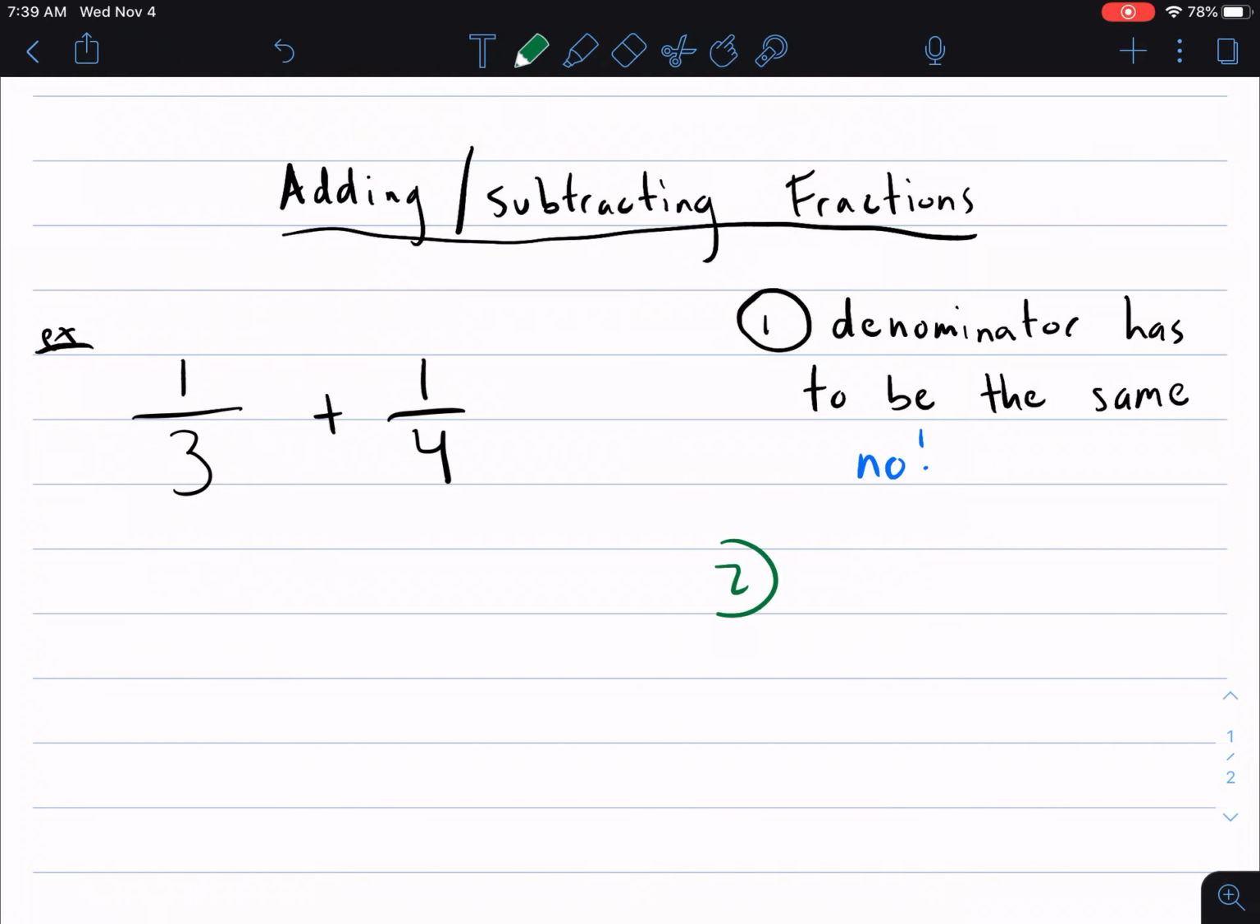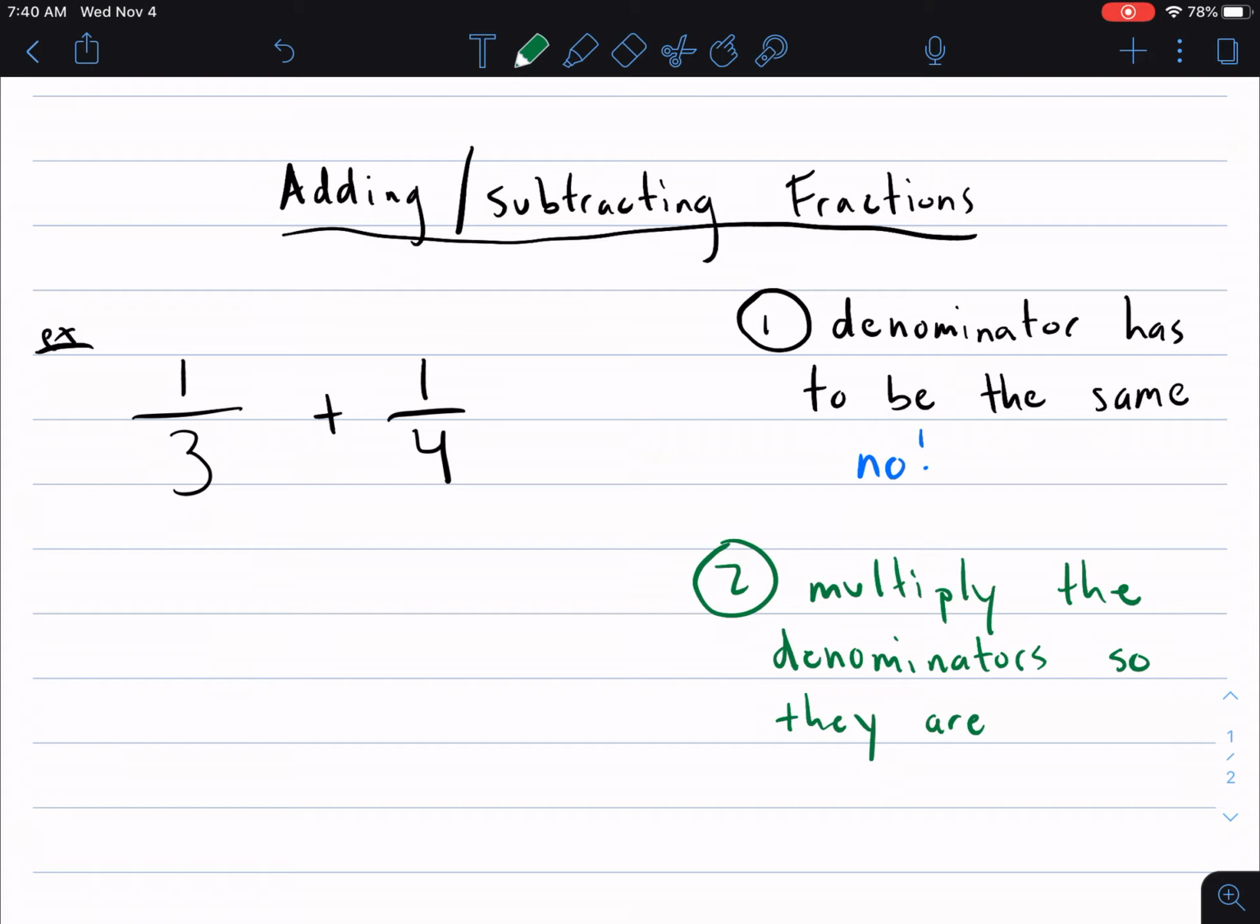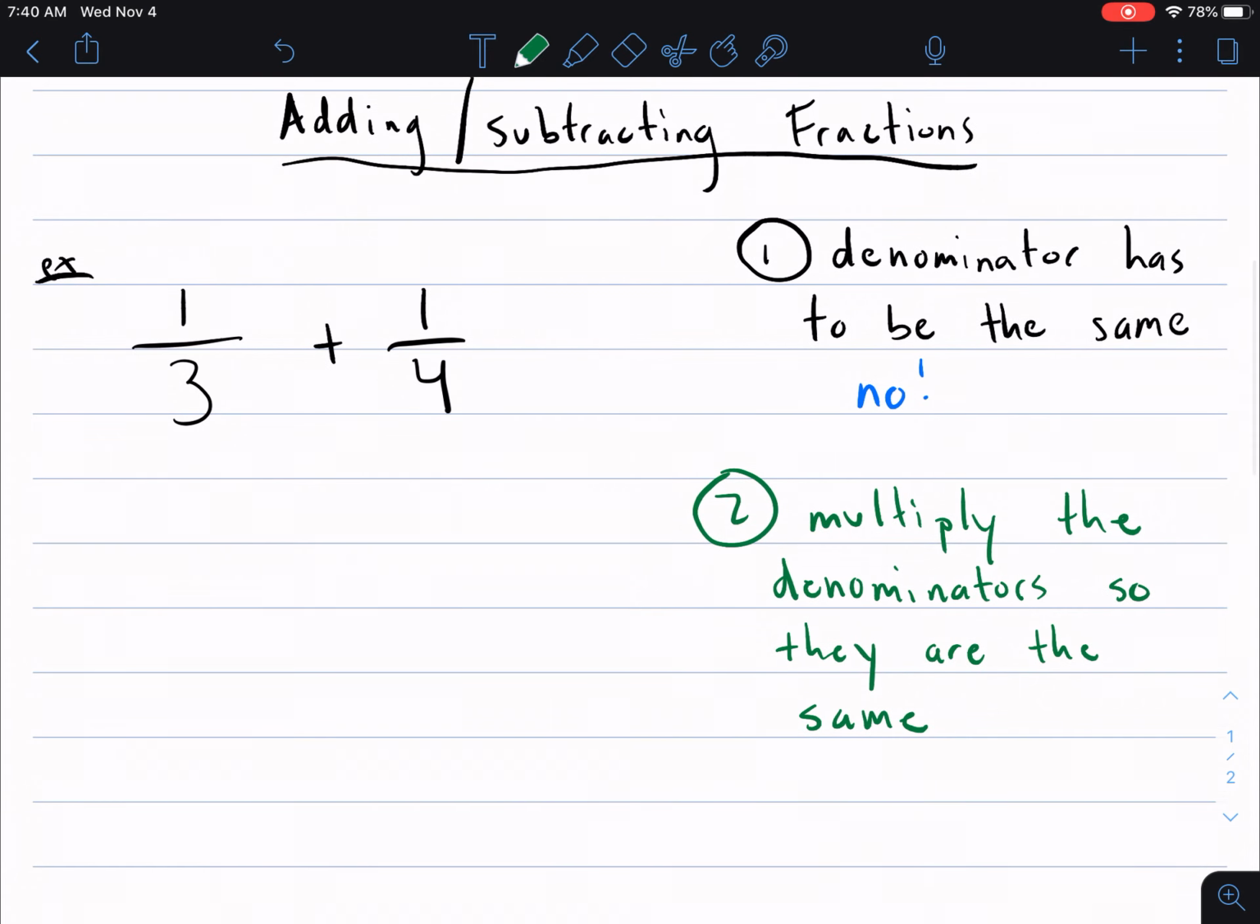So what you do is, you multiply the denominators so they are the same. Multiply the denominators so they are the same. Van a multiplicar los denominadores para que sean iguales. If I multiply 3 times 4, I get 12.